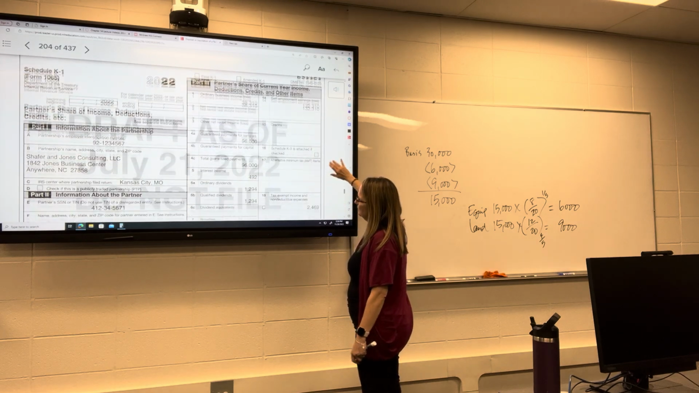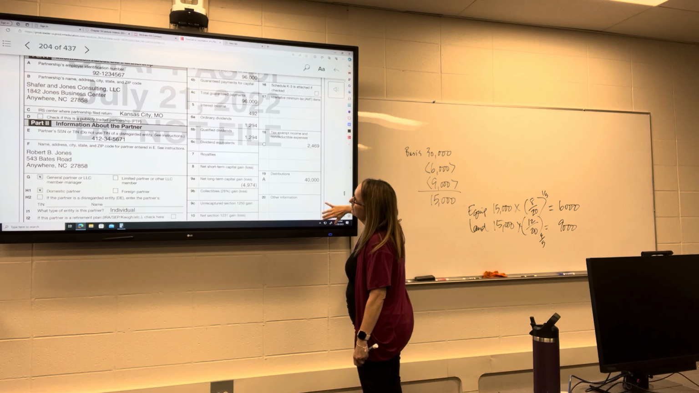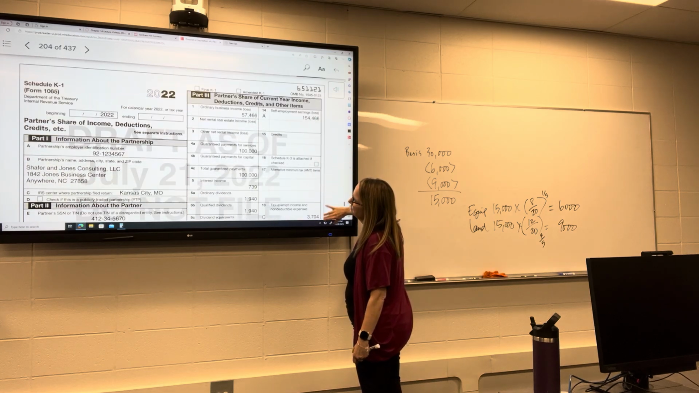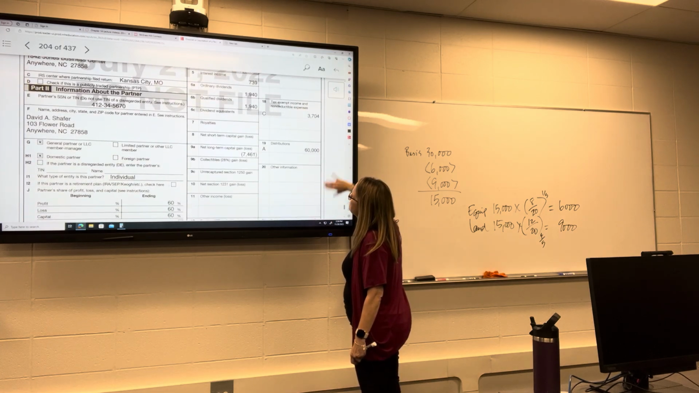And then here's what the K1 would look like for, I don't know if it's just one of the partners. No, it's all of the partners. Okay.